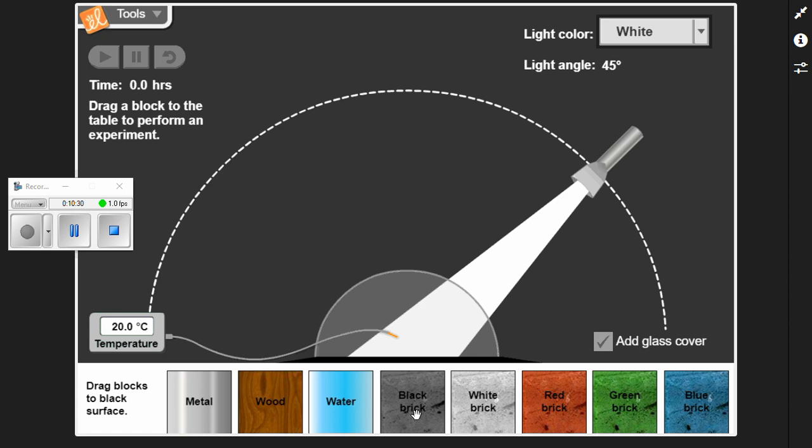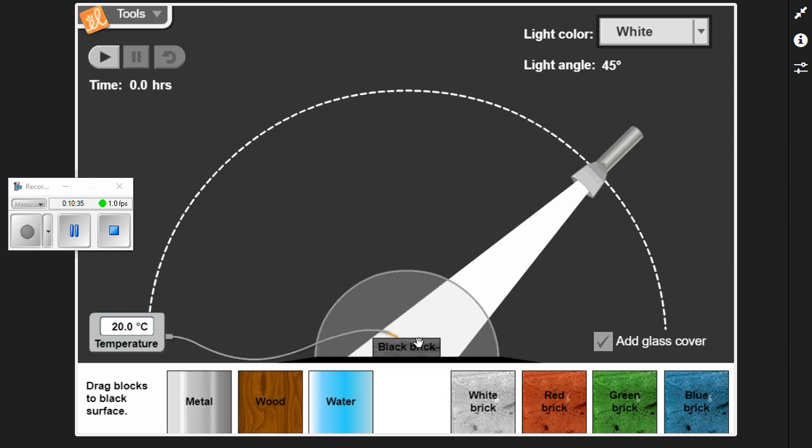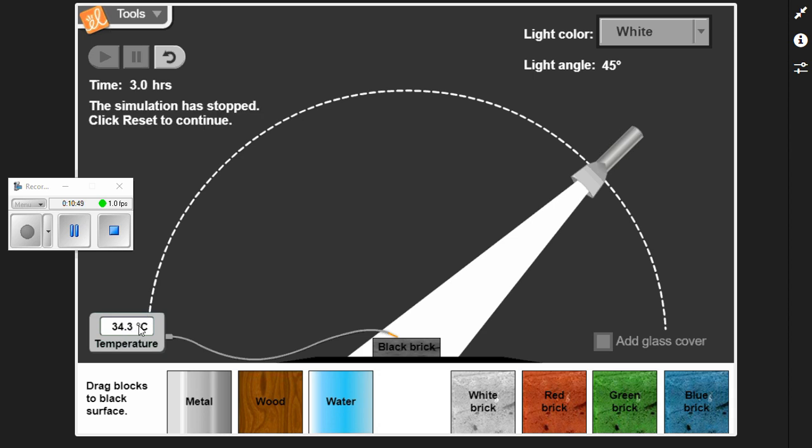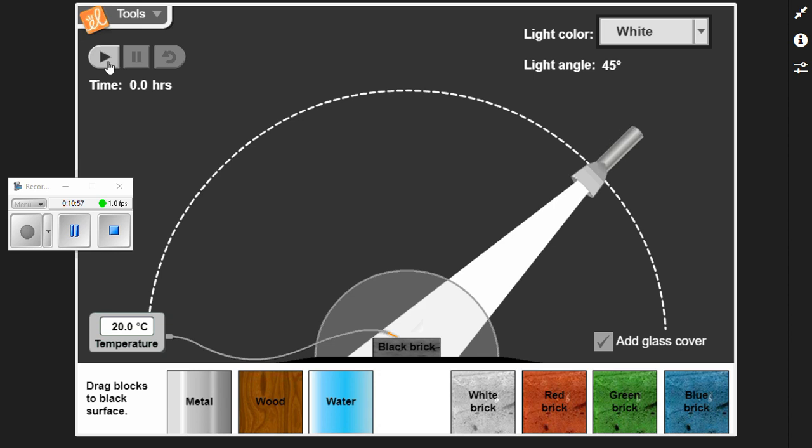What about if we put a black brick here and start the same process? Let's take the glass away. Just the black brick. It starts at 20 degrees Celsius again. Much difference in the amount of temperature. Look, 34.3 degrees Celsius after 3 hours of being exposed to the white light. Interesting. Let's put a glass cover over it and see what happens. After 3 hours of heating, almost 47 degrees Celsius. Interesting. Why is this happening?